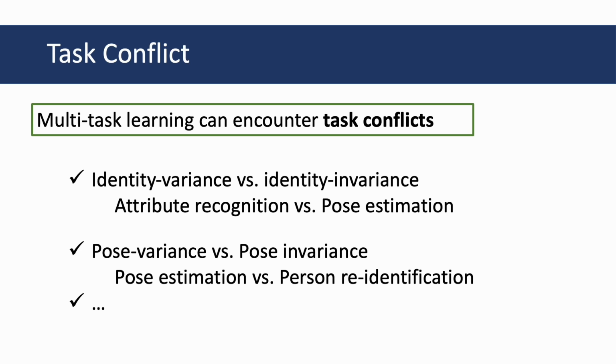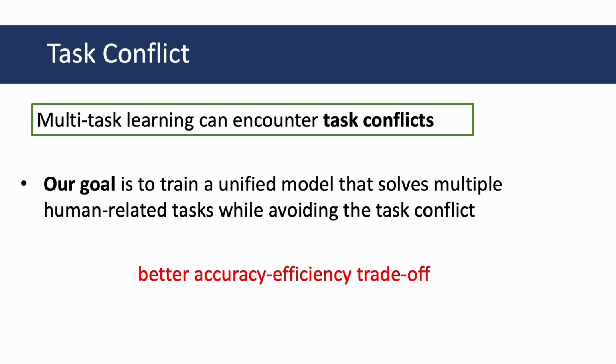Human-related tasks can have conflict with each other. Specifically, tasks require different and conflicting information. For example, attribute recognition needs identity-variant feature, but pose estimation needs identity-invariant feature. Pose estimation also concedes pose variance, but person identification needs pose invariance feature. This work aims to avoid such task conflict and learn a better multitask network.